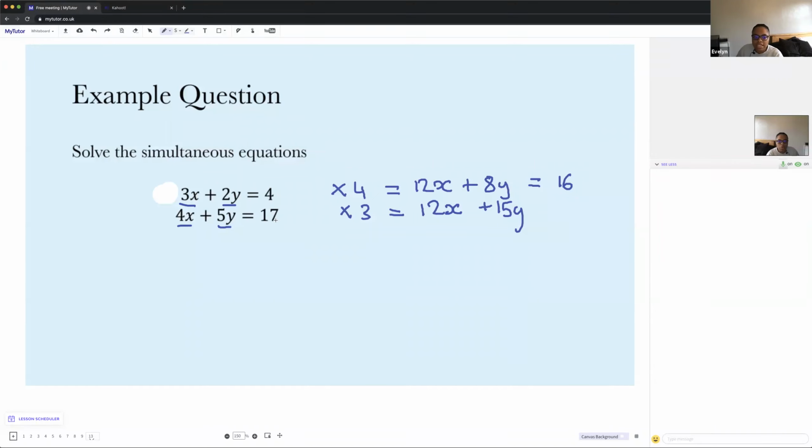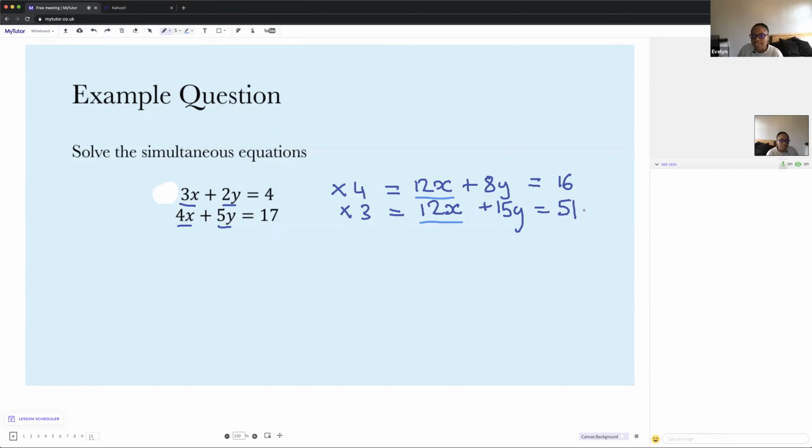And then we've got 17 times 3, which is equal to 51. Now, we've got two simultaneous equations. They're pretty much the same equations as the ones that we had before, only everything is either 4 times bigger or 3 times bigger. But the most important thing is that our x coefficients are the same. We've got 12 and 12.